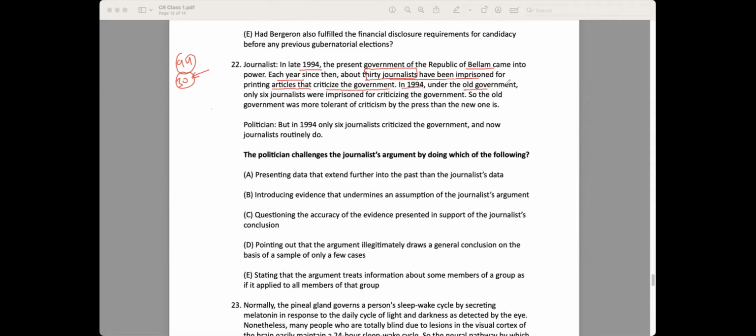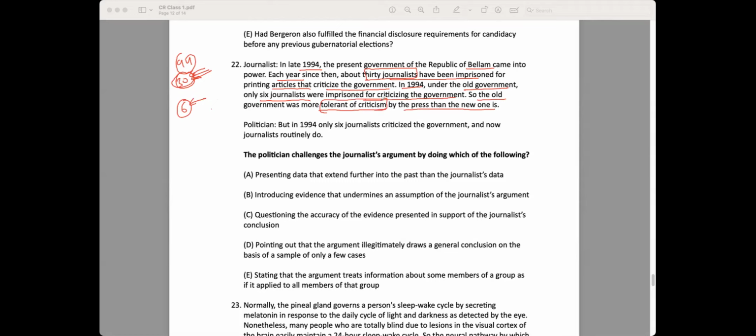In 94, under the old government, so in the previous government, only 6 journalists were imprisoned for criticizing the government. So the old government was more tolerant of the criticism by the press than the new one is. Okay. So earlier, only 6 were sent to prison. In the new government, every year we are sending 30 journalists to prison. So the older one was more tolerant of the criticism by the press.